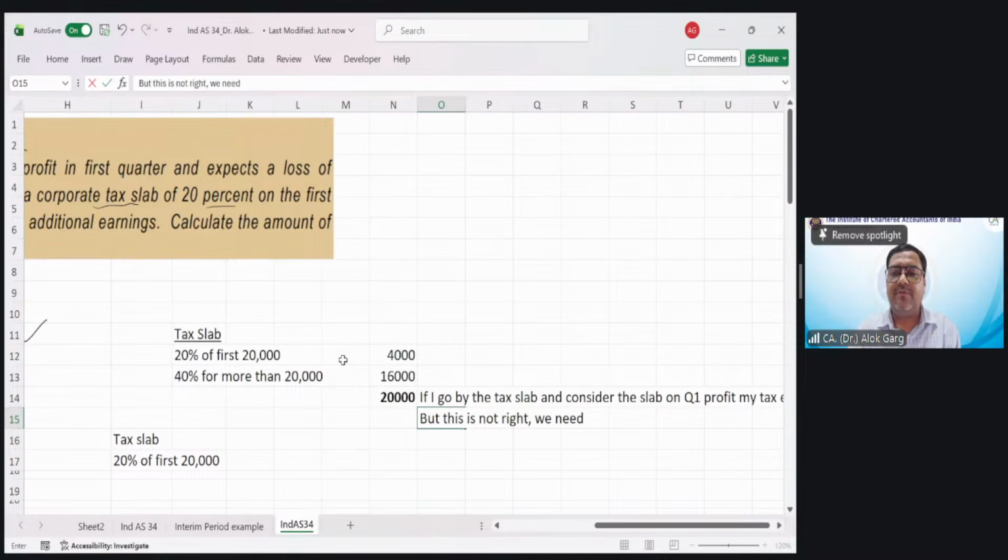We need to see the weighted average annual tax rate.